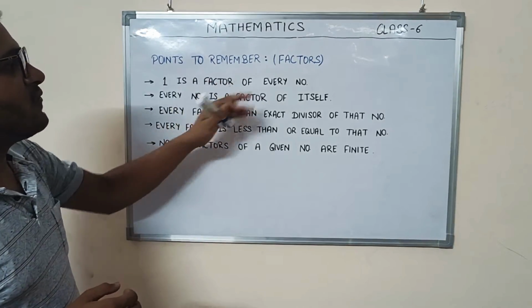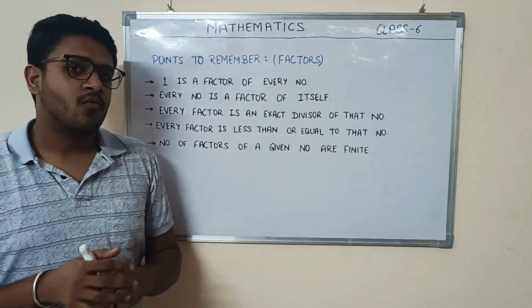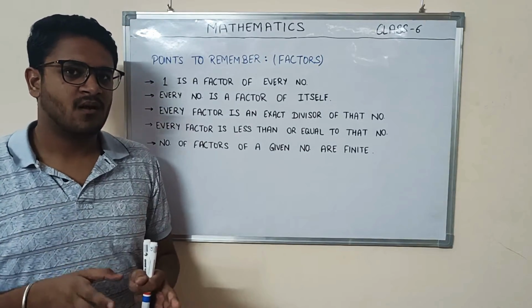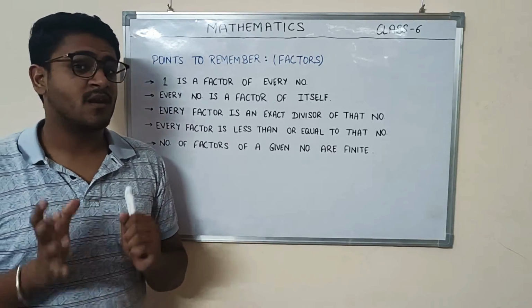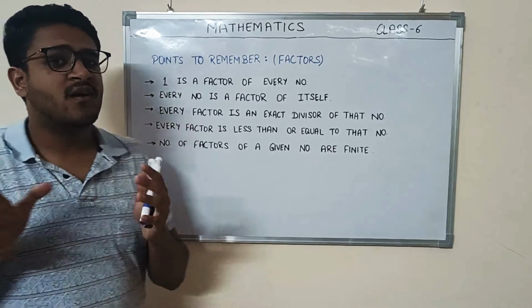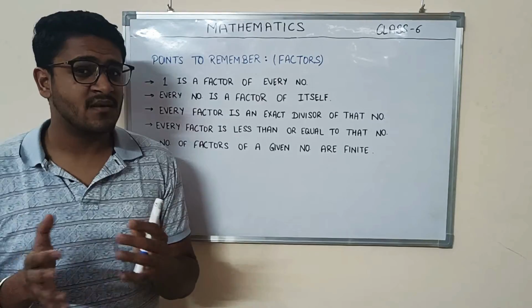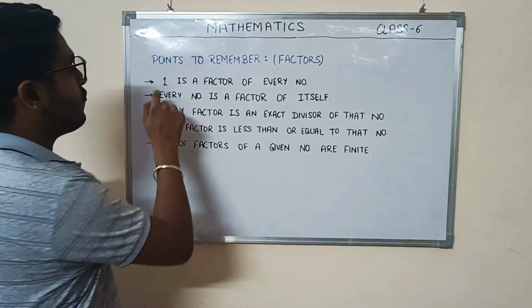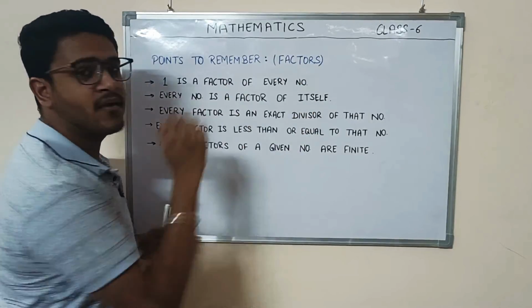1 is a factor of every number. Now one thing to understand is, if we divide any number by 1, it will be divisible by 1, right? And the remainder will be 0, right? If the remainder is 0, that means that number is a factor, right? So 1 can divide any number. So 1 is a factor of every number.